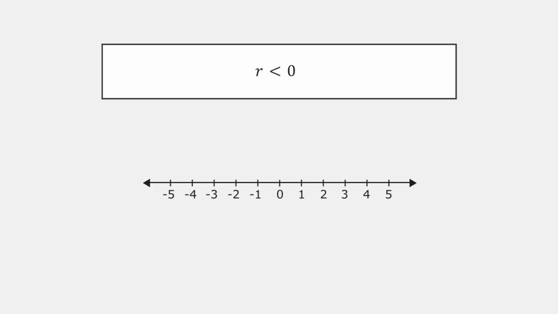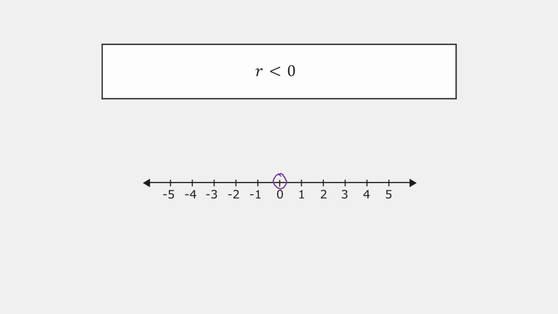So now we're looking at r is less than 0. Since the variable is by itself, we can put a dot at our number 0. And then do we fill in this dot? We don't, because there isn't a line underneath the less than symbol. So because of that, we're going to keep our dot open. It means 0 is not included in our solution.